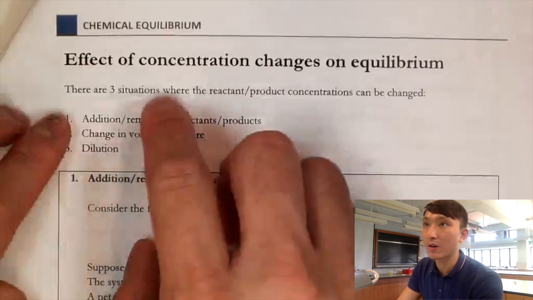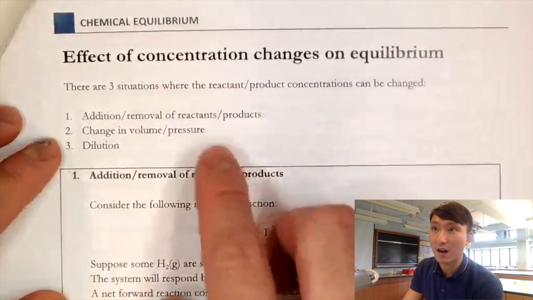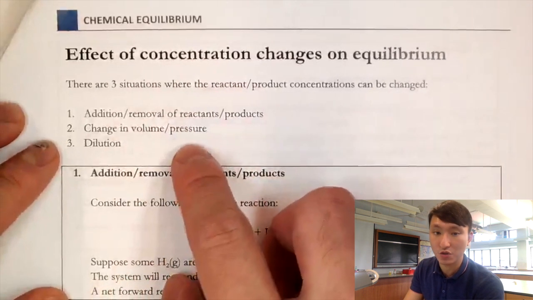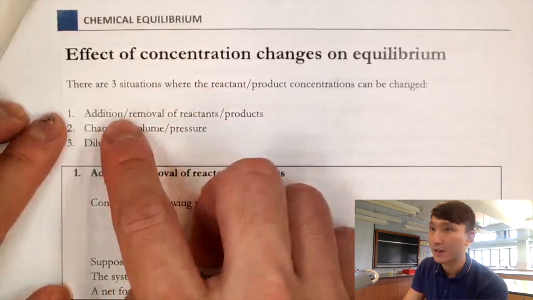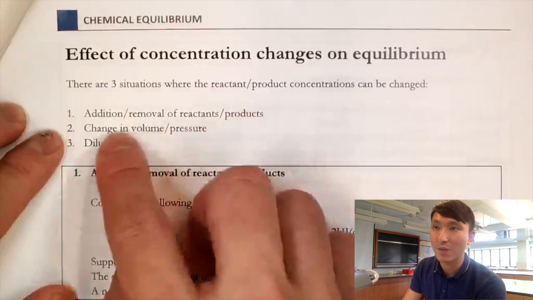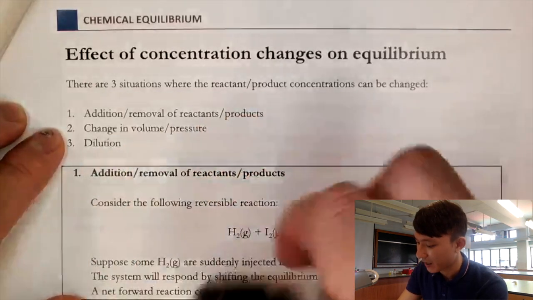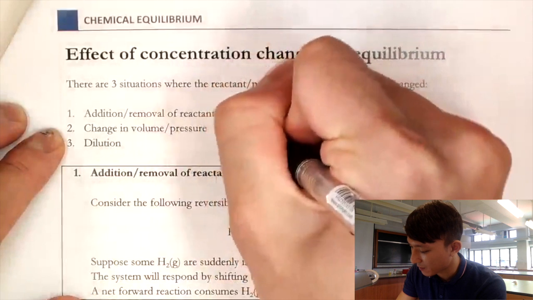Now, first, let's talk about concentration. Under the category of concentration, there are a couple of ways that we can change the concentration. So first of all, it's very straightforward. We add or remove any reactant or products. The second one is related to gas, related to a gaseous system, okay? More of a gaseous system.